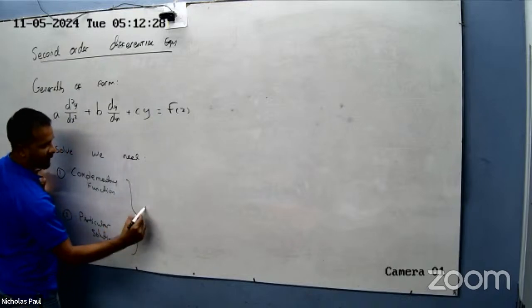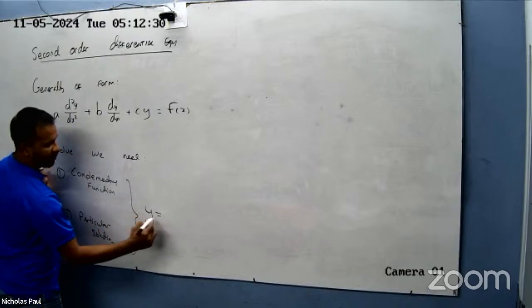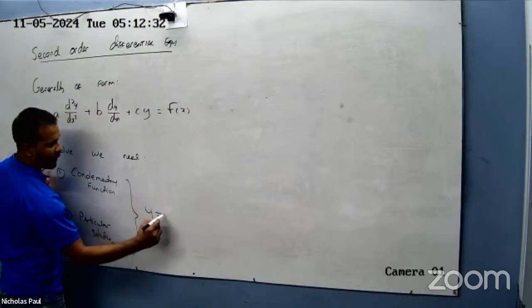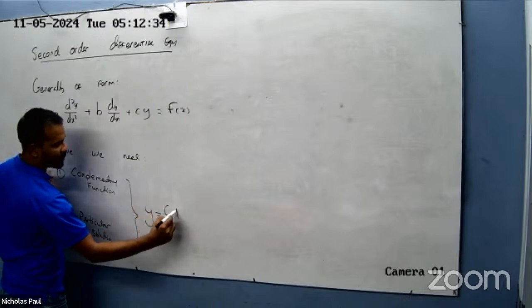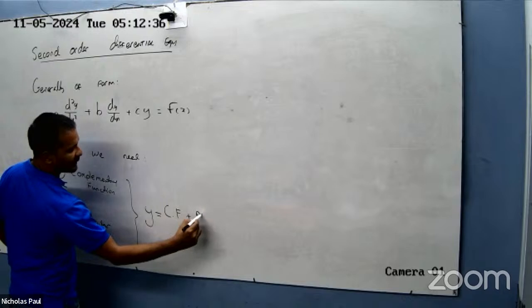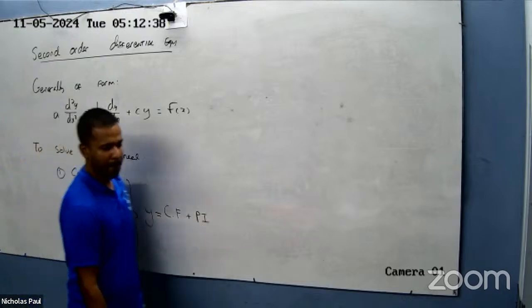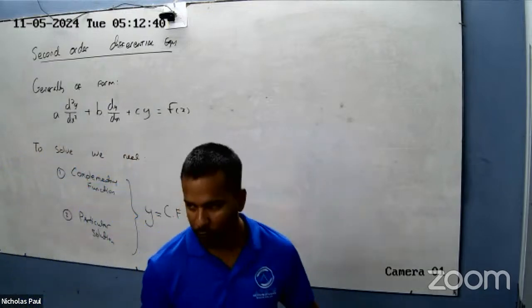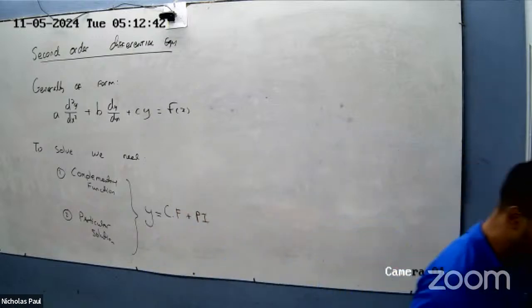When you combine them, it will look like this. The general solution is complementary function plus the particular integral. Right, copy that down.